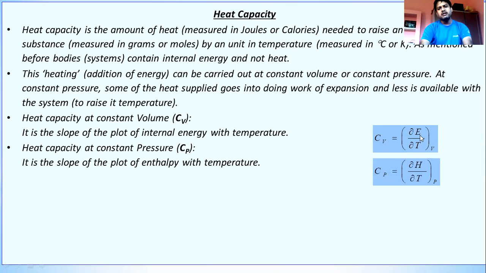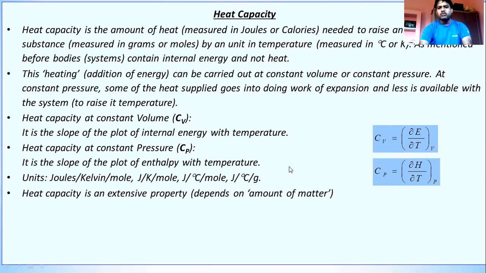Here, del E means change in internal energy, del H means change in enthalpy. So far we have not discussed internal energy and enthalpy. This will come later also. Just have an idea for the time being, and we will discuss this later. Units: joule per Kelvin per mole. Heat capacity is an extensive property. That means it is dependent upon mass.